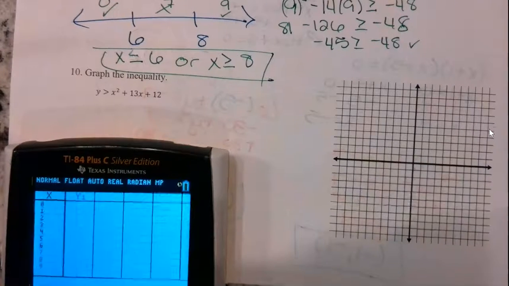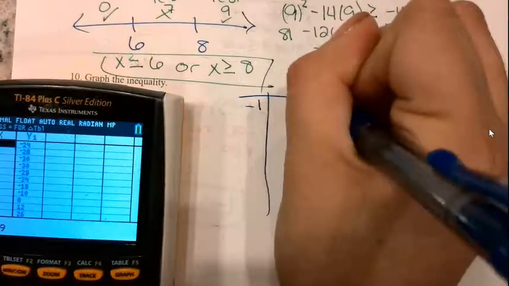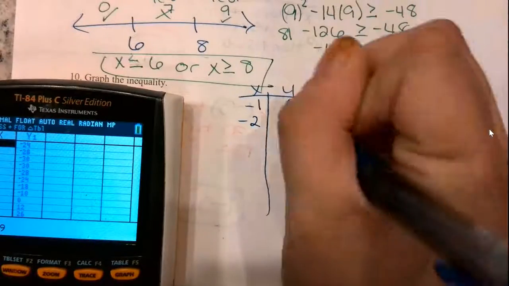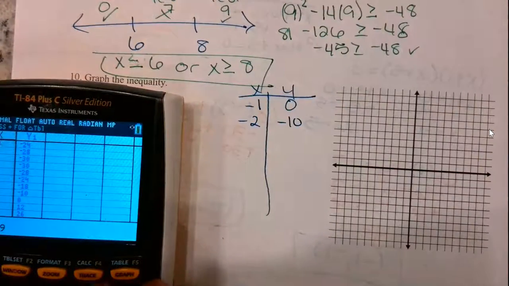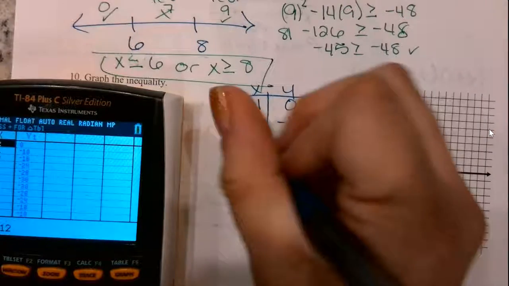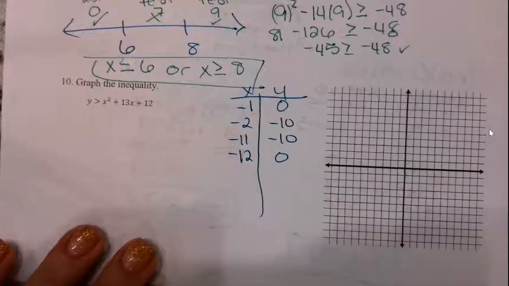Second table. Okay. And since it was mostly on the left side, I want mostly negative values. So I have x, y. I have negative 1, 0. I have negative 2, negative 10. I'm only going to pick values that I can mostly plot. I have negative 11, negative 10, and negative 12, 0. I'm going to go plot the points that I can.